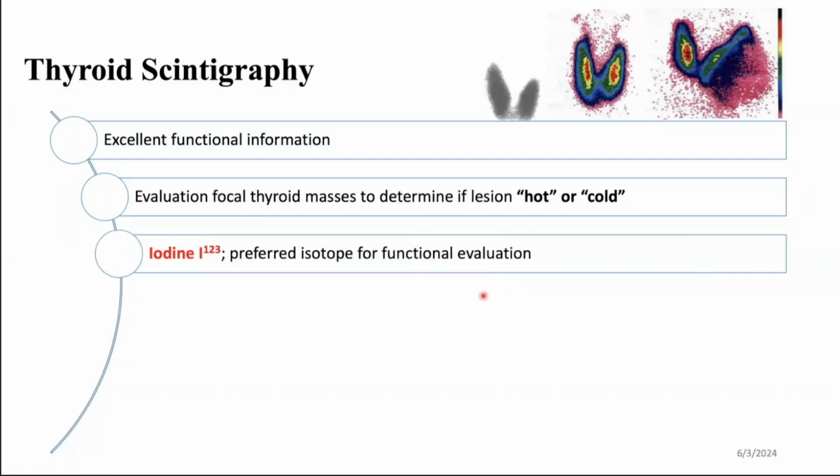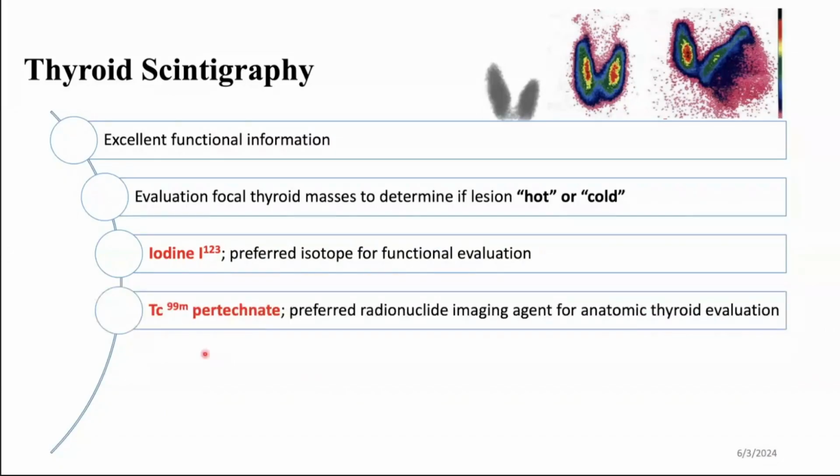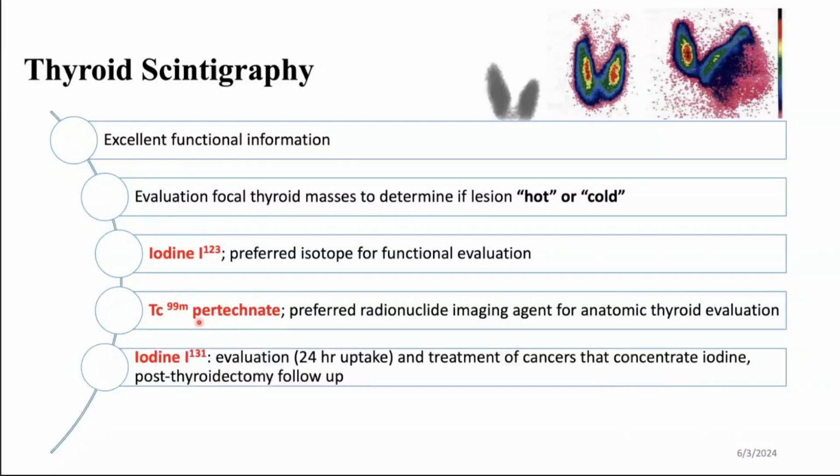Okay, so we have different isotopes to image the thyroid gland. The preferred one is iodine 123, and sometimes we use technetium 99m pertechnetate, but this is not as commonly used as iodine 123. And for treatment and for evaluation of metastatic disease, we use the iodine 131 radioisotope.